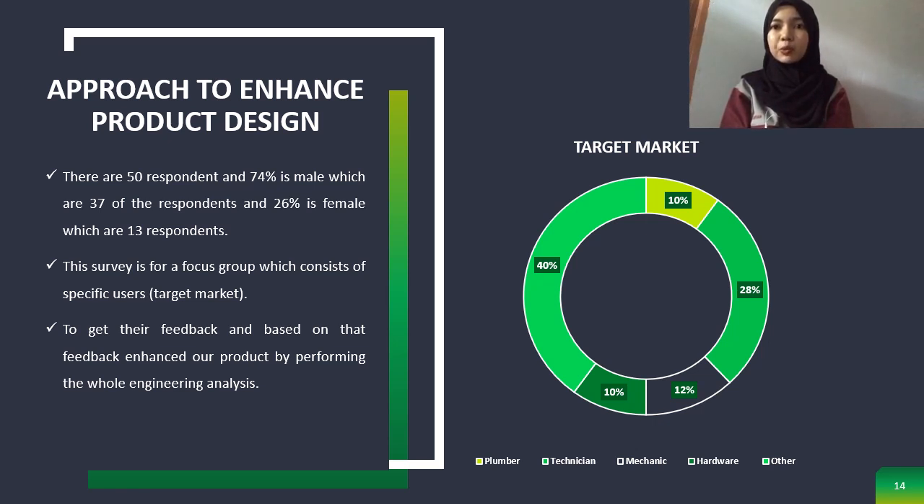The plumber occupation is 10% with 5 respondents. These respondents will always have contact with tools like tapes and thread seal cutters. The technician is 28% with 14 of the 50 respondents. Besides that, the mechanic occupation is 12% and the hardware store seller is 10%, while the others occupation is 40%, which is mostly house husbands. They answered the survey as they need to use the product for plumbing work at home.